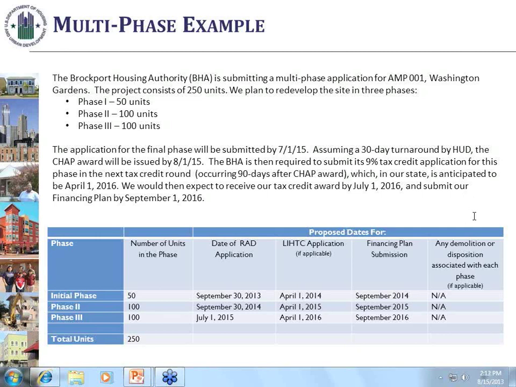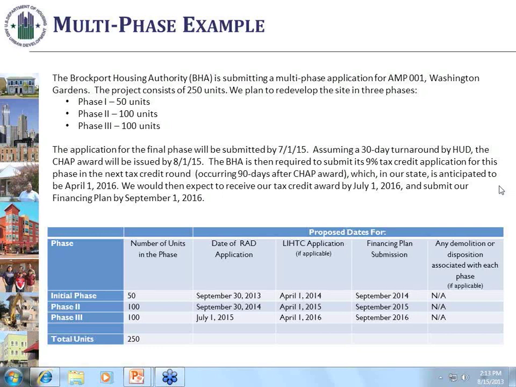Here we go. We've got one from Holly Knight. Can you submit a portfolio application with a multi-phase for one of the AMPs? Yes, you can combine. There's nothing prohibiting you from combining. So yes, you can do a portfolio, and one of the portfolios could be a multi-phase project. Thanks, Holly. And that's the only one related to portfolio or multi-phase.